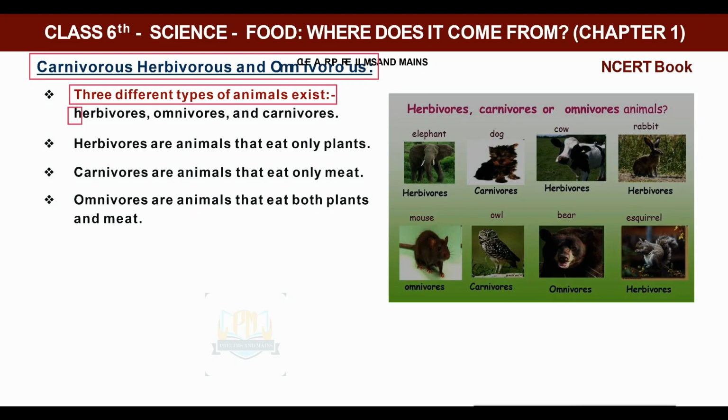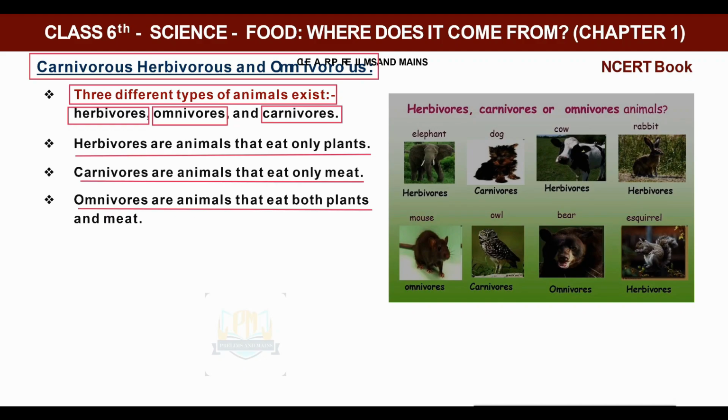The first is herbivores, which eat plants. Omnivores eat meat, flesh, chicken, everything, as well as plants. So omnivores eat both. Carnivores eat only animals, that is, meat. Herbivores are animals that eat only plants. How to remember? Herbivores eat only plants, carnivores eat only meat, and omnivores are the animals that eat both plants and meat.